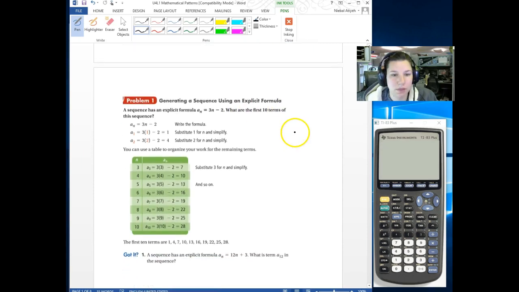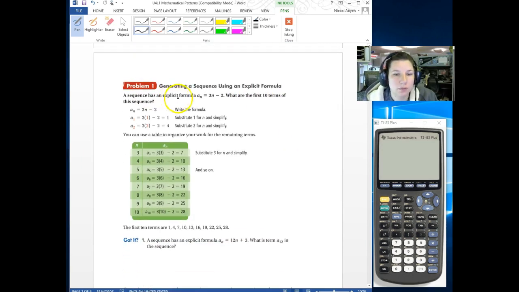So let's look at some formulas. A sequence has an explicit formula of a sub n equals 3 times n minus 2, where n is your term number. This is the explicit formula, so it's going to take me directly to the term I'm looking for. They want to know what the first 10 terms are.